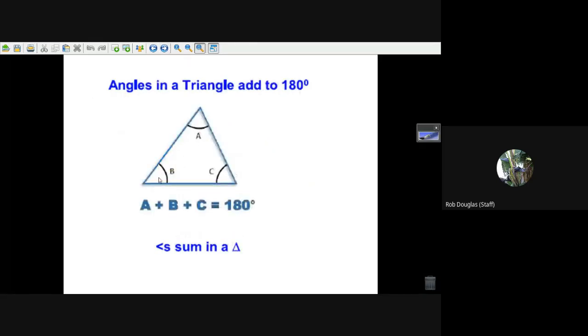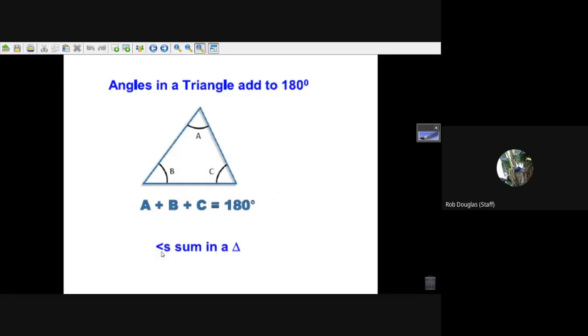The next thing is, if you have a triangle, if you measure the angles in every corner, they all have to add up to equal 180 degrees as well. If you cut the ends off this triangle and you put them together, you'd find they form a straight line, which we know is 180 degrees. If you ever use it, use this symbol here. The angles is the reason. You don't have to write all the words out, just angles sum in a triangle.